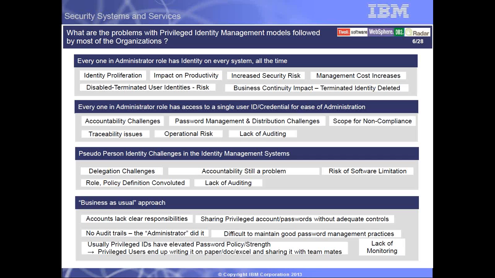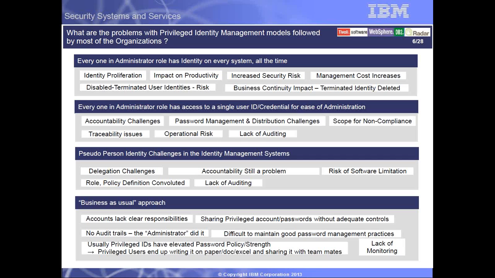Now all of them get access on all of the servers, which is a problem. You have identity proliferation. You start creating as many IDs as there are administrators on various servers. Second, you have an impact on your productivity because you need to remember those many servers, your IDs, your credentials or your passwords for those servers. You need to make sure all are changed, updated, compliant, etc. Increased security risk. There are more IDs with privileged access. Yes, of course, the risk goes higher. Management cost increases because you have to make sure those are compliant. You have to do all those revalidations, which is a cost.